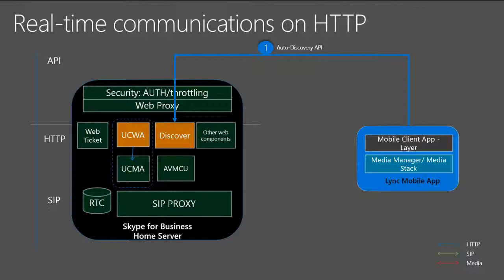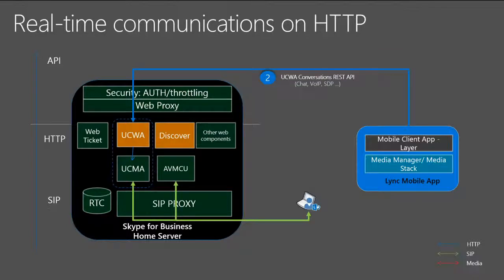So for auto discovery, we require you to publish both an internal as well as an external address. Once the discovery happens, this is the Discover service which helps with it. Once the discovery is done, it returns a fully qualified domain name, the FQDN of the UCWA service. Then the mobile client will connect directly to the UCWA service, and the address that is published for UCWA is actually the external address. That's the only address that is published. There is no internal address that needs to be published for UCWA.